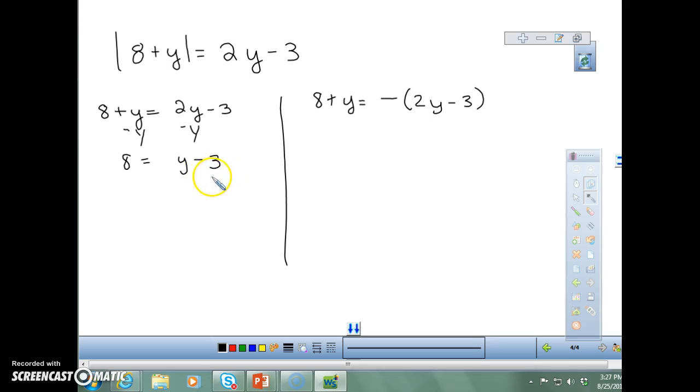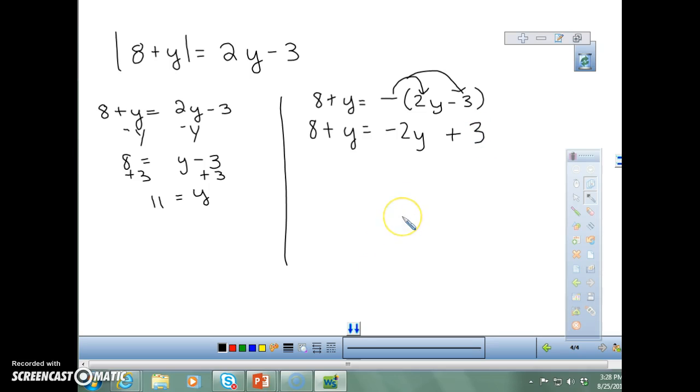Lexi, what would I do next? Okay, what do you want me to add? Good. So we get 11 is one possible answer, and then we're going to go over here and do this one. Oh, this one looks more complicated. I got this negative here, so I need to distribute that negative. Yeah, it's like a -1. So -1 times 2 is -2y. -1 times -3, is that positive? Good. +3. Now we can solve it.